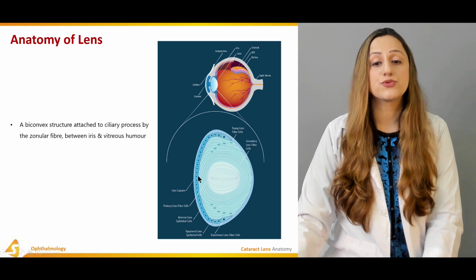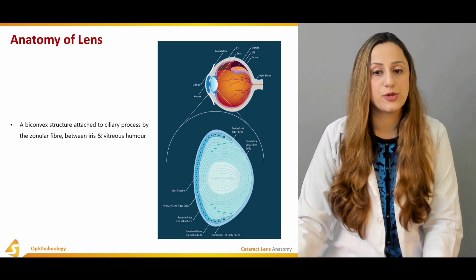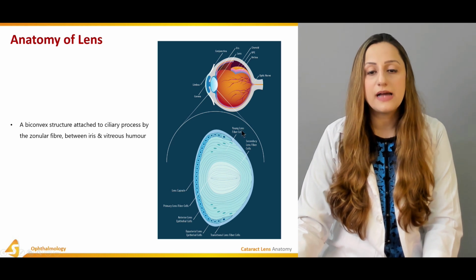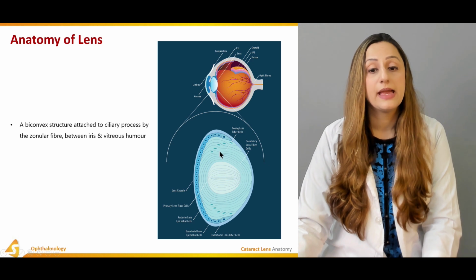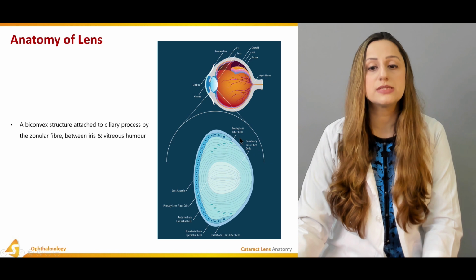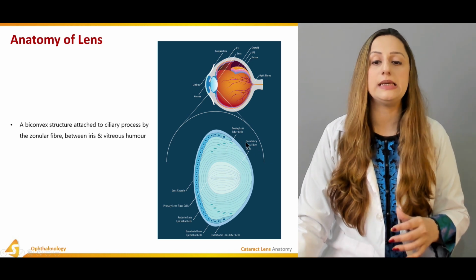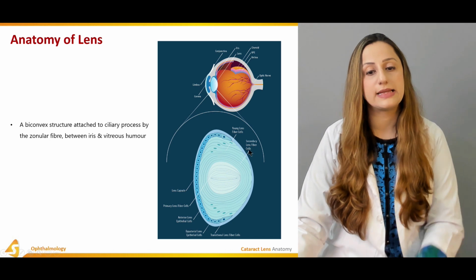When we look at the structures of the lens or the lens fibers that are situated over here, we have the young lens fiber cells that are situated peripherally, and then centrally we have the secondary lens fiber cells. So we have to distinguish between the younger lens fibers and the secondary lens fibers.